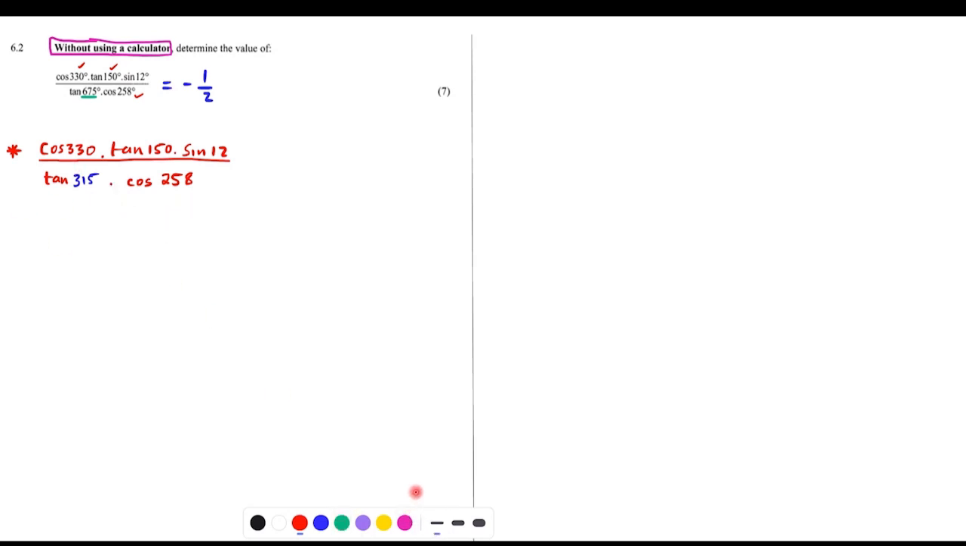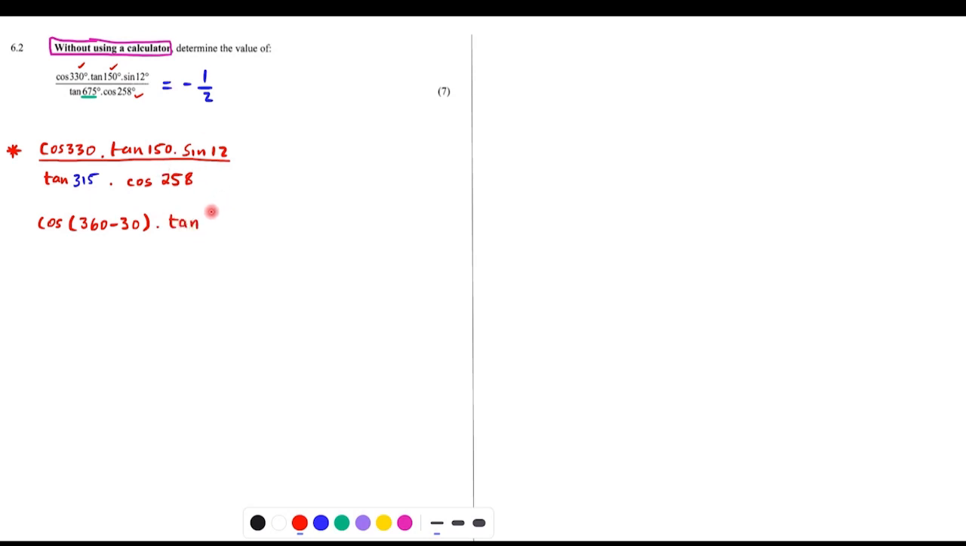Then you're going to apply the reductions. We're going to start with 330. Now 330 is located in quadrant 4. We need to write 330 using the reduction in quadrant 4. If you remember, the reduction there was 360 minus theta. Now you ask yourself, what number can I subtract from 360 to get 330? And the answer is 30, right? Times tan 150, which is in the second quadrant, right?